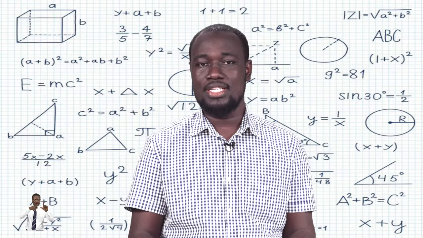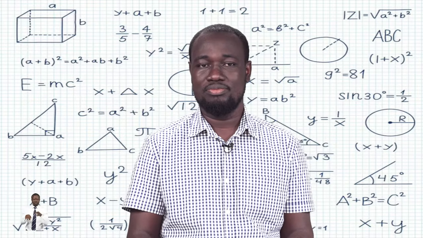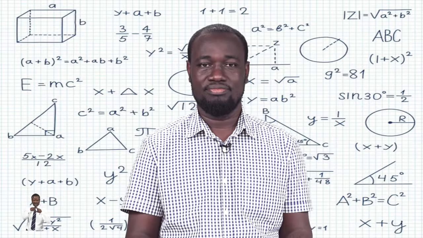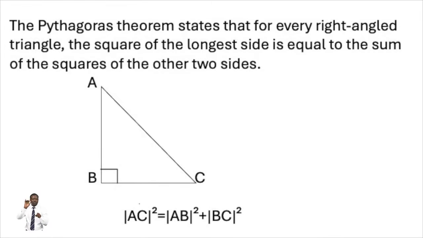What then is a right-angled triangle? A right-angled triangle is a triangle which has one of its interior angles to be exactly 90 degrees. Now, the Pythagorean theorem states that for every right-angled triangle, the square of the longest side is equal to the sum of the squares of the other two sides.